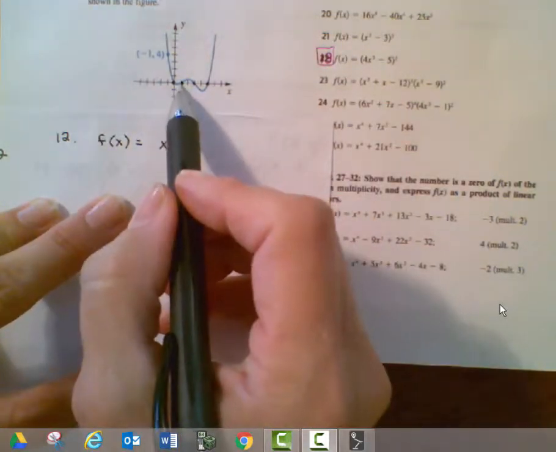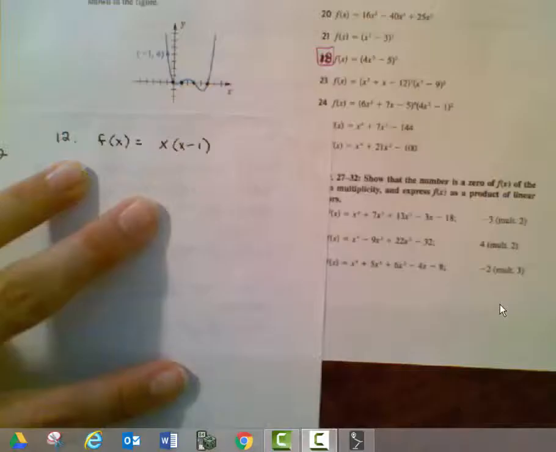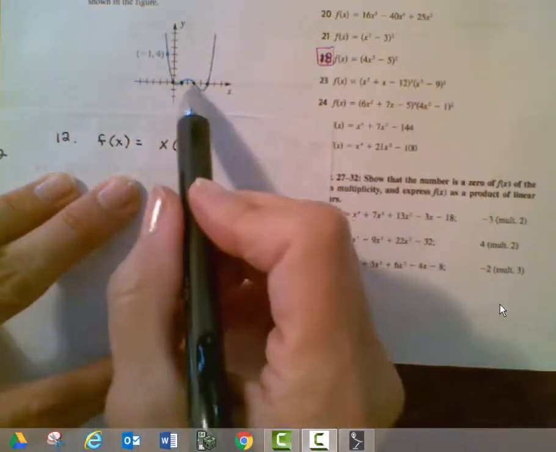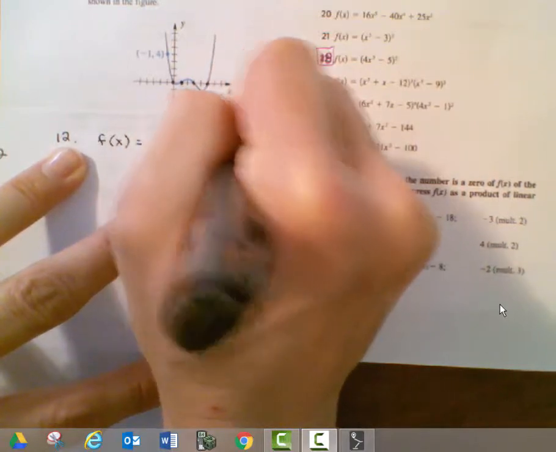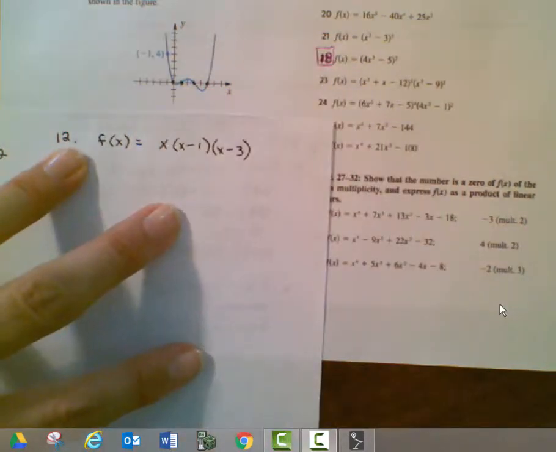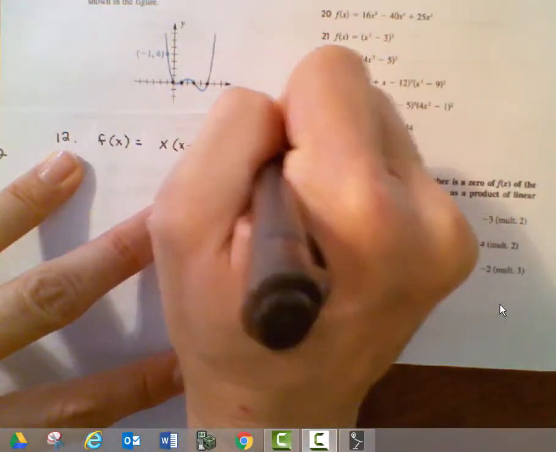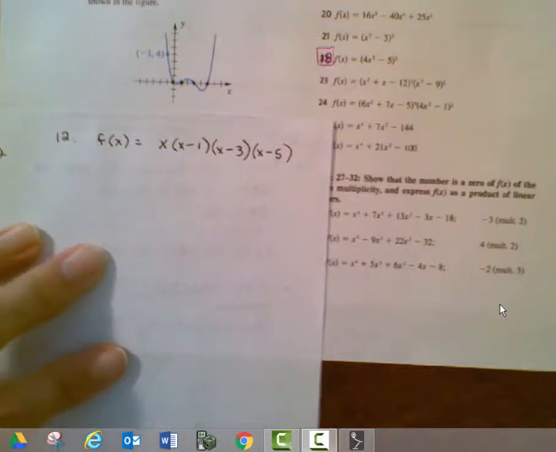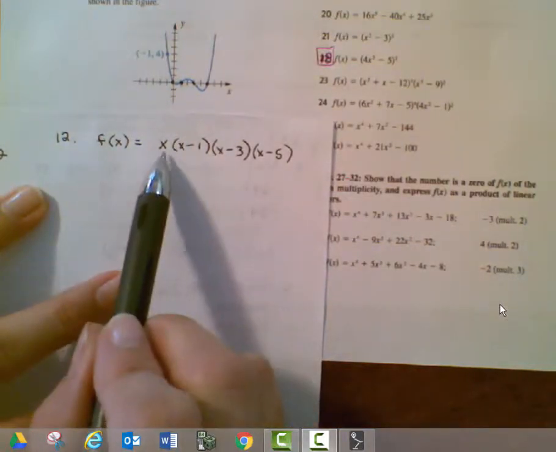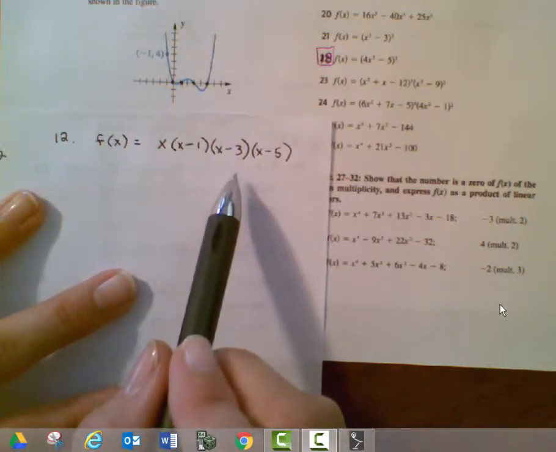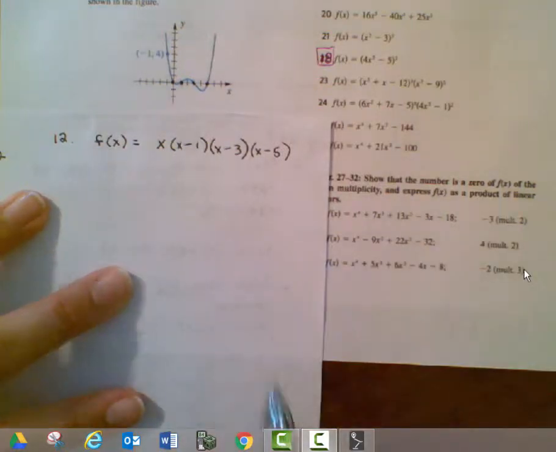In order for 1 to be a zero of the function, I need the factor x minus 1. In order for 3 to be a zero of the function, I need the factor x minus 3. And in order for 5 to be a zero of the function, I need the factor x minus 5. Now notice, if I multiplied that all out, I would have a 4th degree function, which is what I'm looking for, 4th degree polynomial.